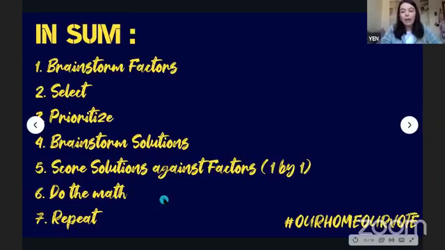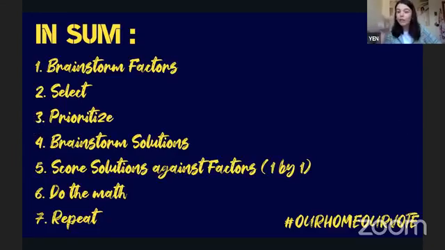Do the math. So you're going to do P by S, P being your priority, the number that you have scored on your factor, and S being the number that you give your solution based on the factor itself. Like 1 to 3 was what we were using before.